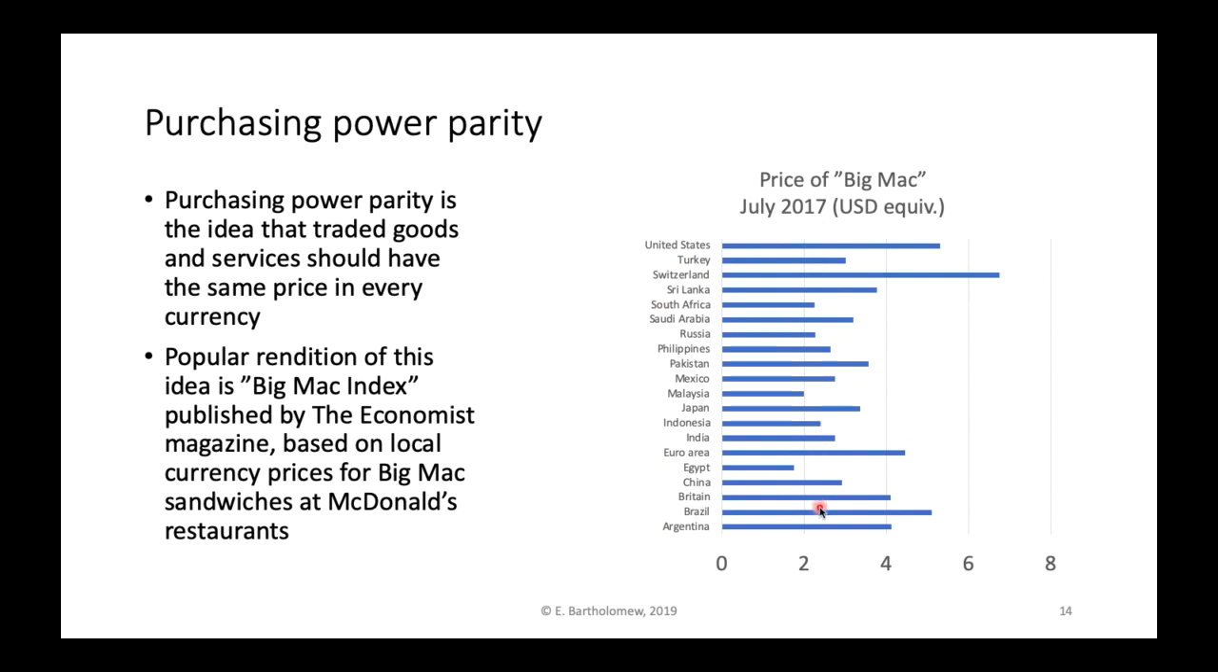But as you can see from this chart, that's not the case. Big Macs are way more expensive in Switzerland, and they are way cheaper in Egypt. Now, purchasing power parity would say, well, you shouldn't buy it in Switzerland, you should buy it in Egypt, but obviously there are some transaction costs that prevent any sort of arbitrage driving the price of a Big Mac to be equal across countries.